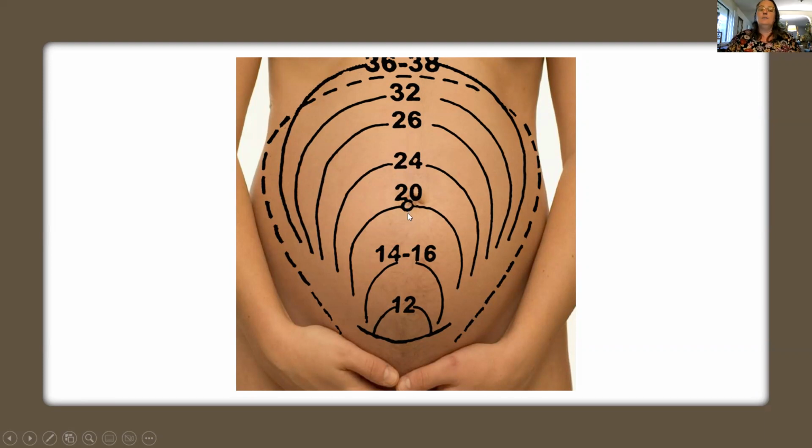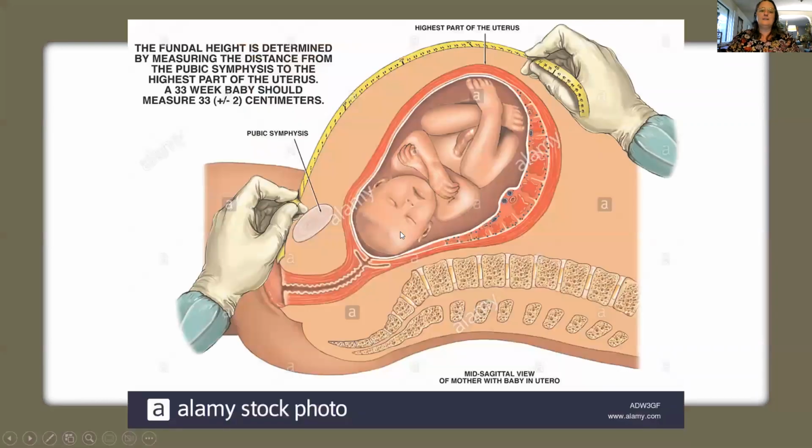Most hospitals or facilities, if you're under 20 weeks, you're going to be seen in the emergency room for whatever your problem is. And if you're over 20 weeks, you're going to be seen in the labor and delivery unit. And that has to do with viability of the fetus. So here is how you would actually measure: top of the pubic symphysis to the highest part of the uterus, or to the xiphoid process if it goes up that high.